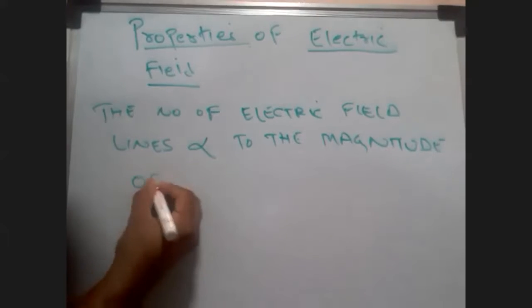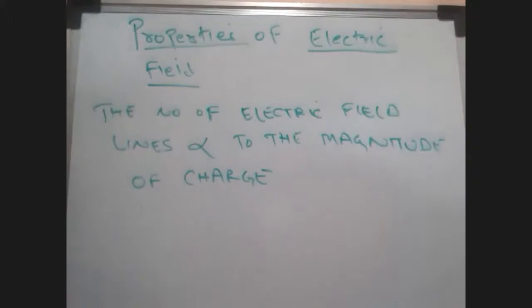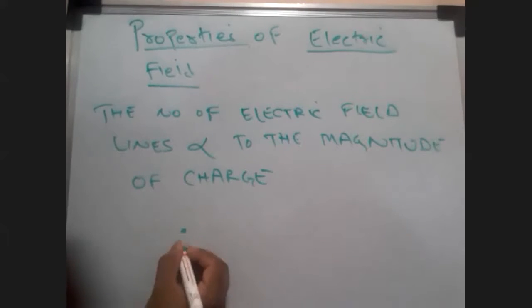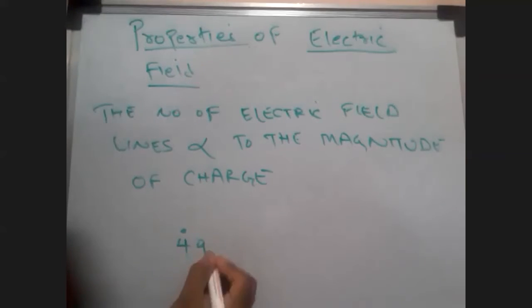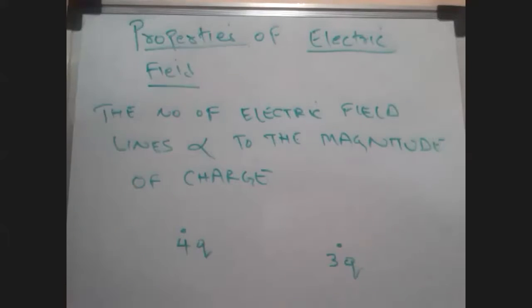Magnitude of the charge. So suppose we have a charge over here which is 4q, 4 times the charge, and here there is a charge which is 3q. Now consider this 3q to be a negative charge. Consider this 4q to be a positive charge.